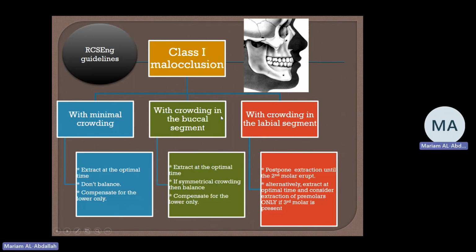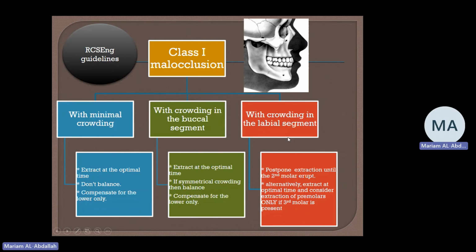Right, what if we have some crowding in the buccal segment? That means we need the space for orthodontic treatment. If the crowding is mainly in the buccal segment, not in the labial segment, that means the extraction is exactly where I wanted. So that means I can go for an optimal extraction at the optimal time. And if we have crowding on the other side of the arch, then I can go for balancing extraction. And again, compensation is debatable here.